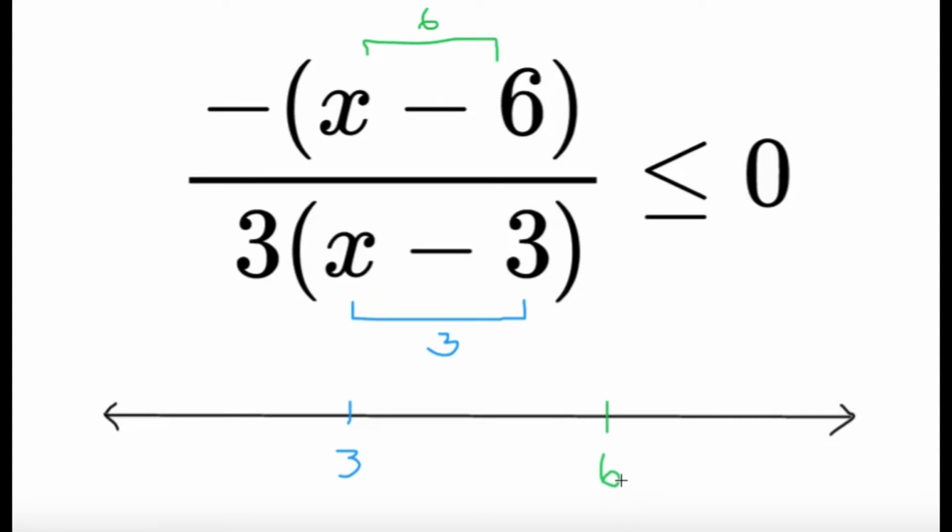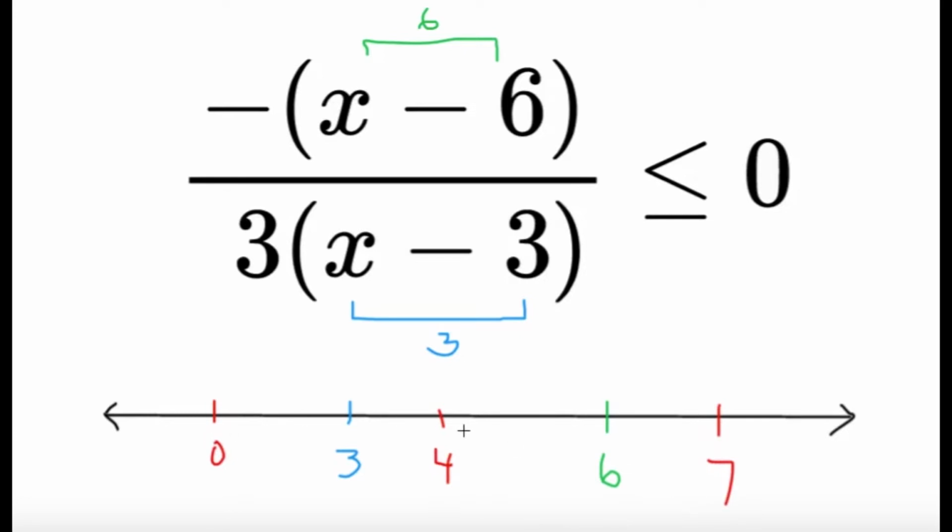Here I have only 2 critical points, but it's going to depend on the rational inequality you're working with. And after we have our critical points, note how in this case we have 2 critical points, so it splits the number line into 3 different regions: values less than 3, values between 3 and 6, and values greater than 6. In each of these 3 regions, we're going to choose a point to check. For example, for less than 3, I'll try 0. For between 3 and 6, I'll try 4, and probably 7 for values greater than 6.